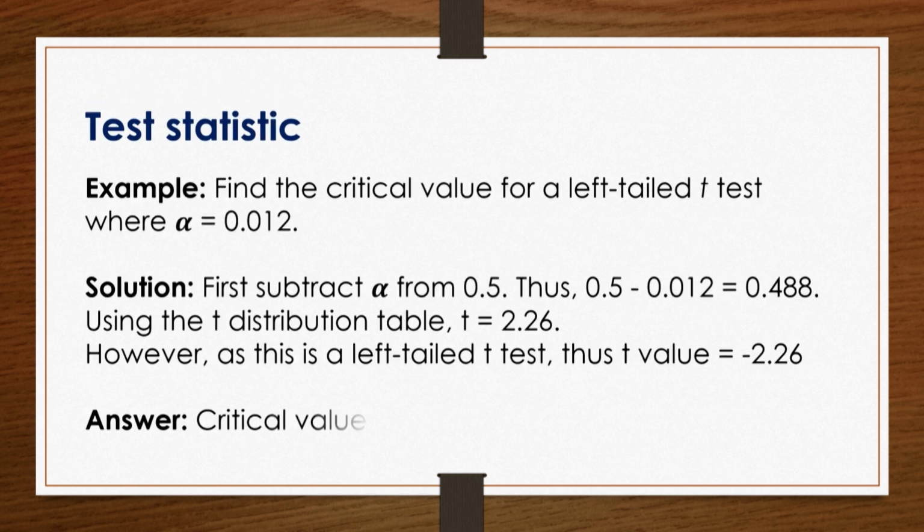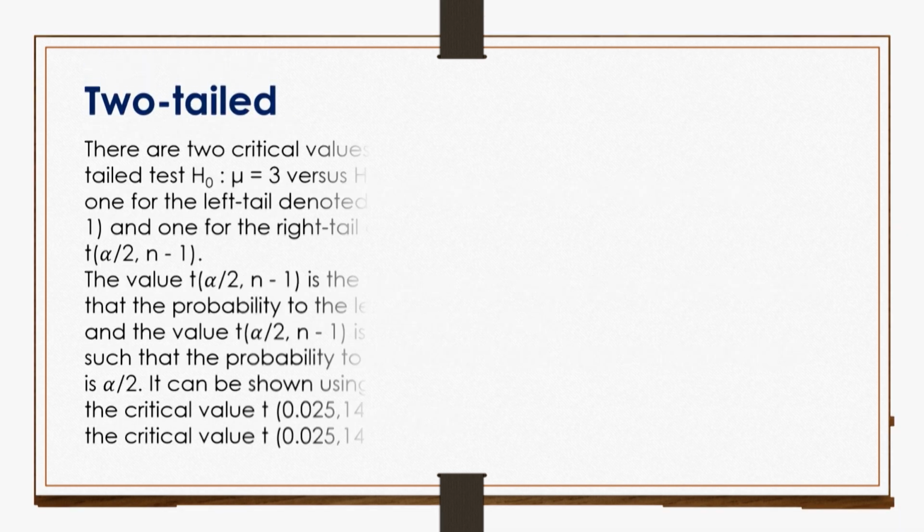Here is an example. Find the critical value for a left tail t-test where alpha is equal to 0.012. First, subtract alpha from 0.5. Thus, we get a value. Using the t distribution table, we obtain 2.26. However, for the left tail test, the t value is minus 2.26. So the critical value is minus 2.26.